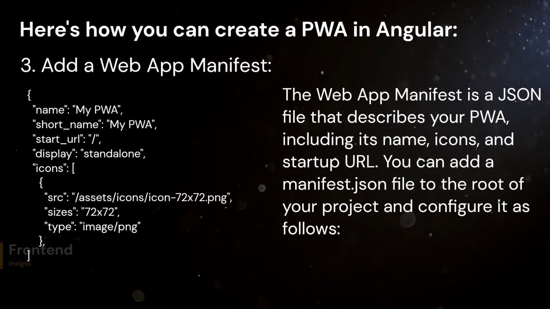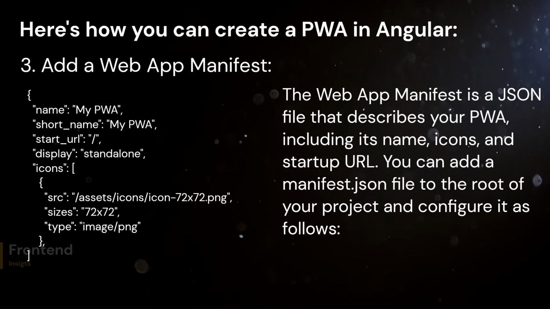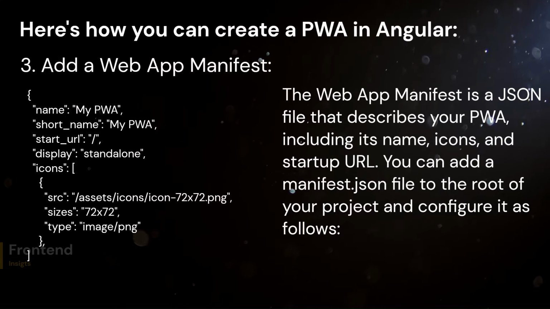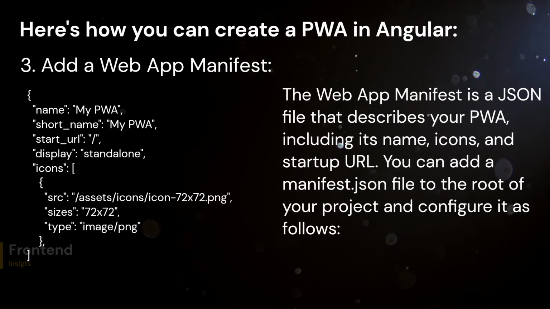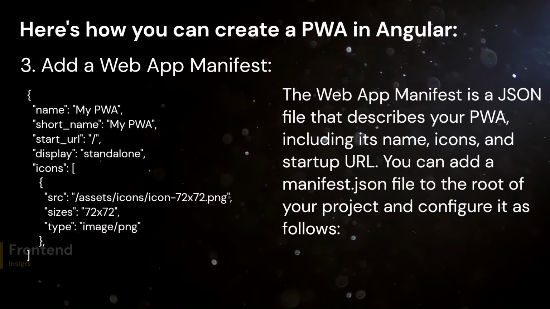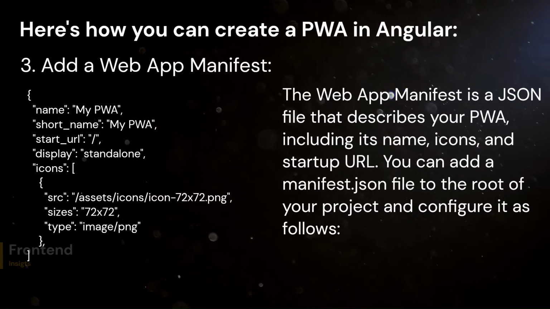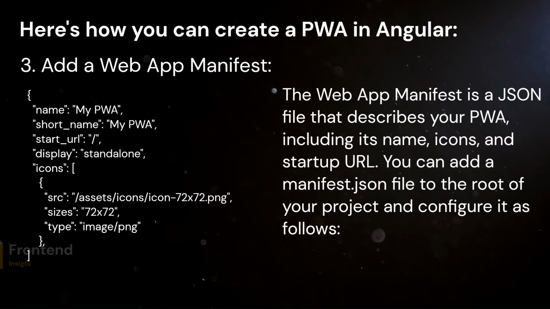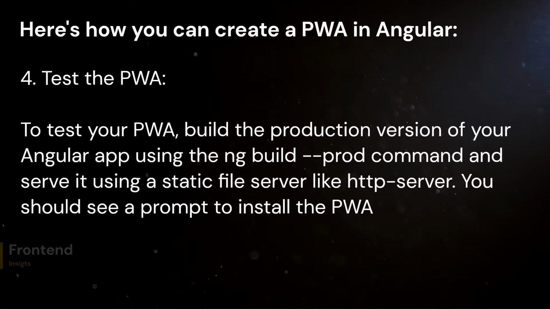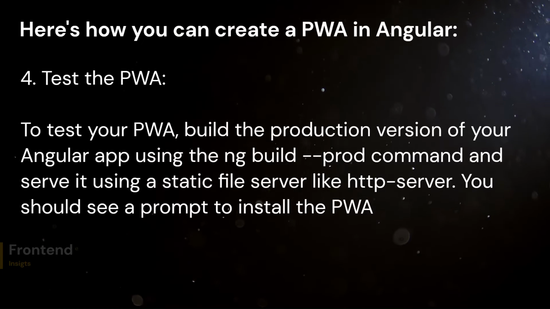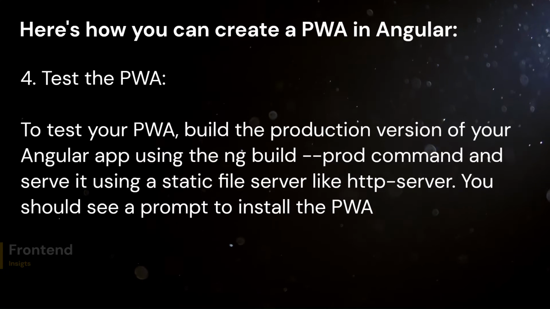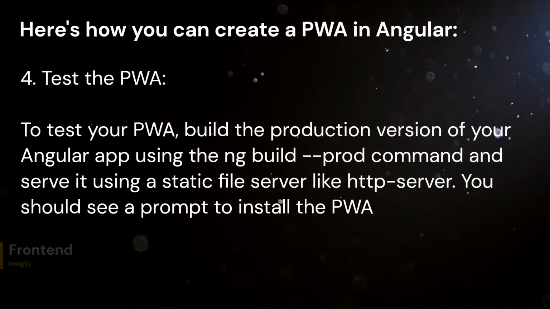Third, add a web app manifest. The web app manifest is a JSON file that describes your PWA, including its name, icons, and startup URL. You can add a manifest.json file to the root of your project and configure it as follows. Fourth, test the PWA. To test your PWA, build the production version of your Angular app using the ng build --prod command and serve it using a static file server like http-server. You should see a prompt to install the PWA.